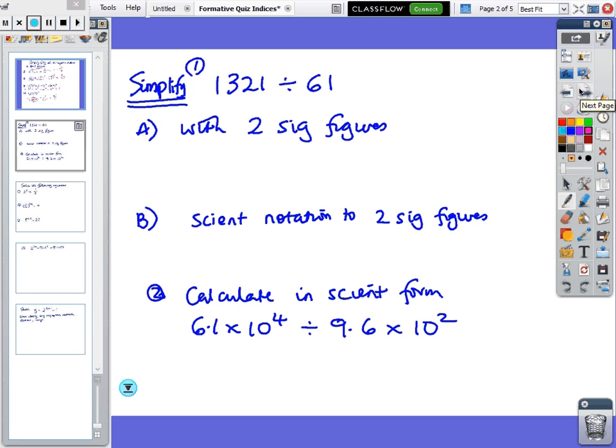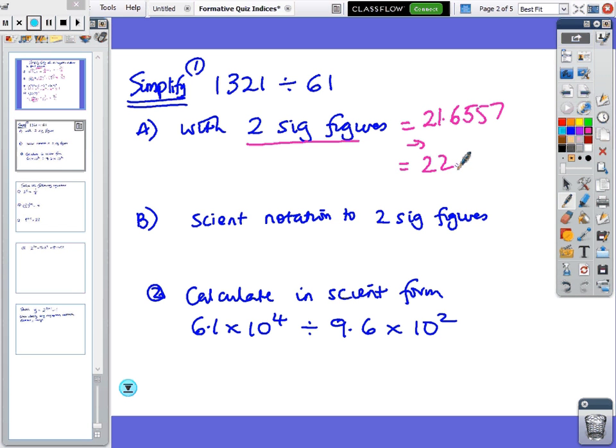Okay, so simplify significant figures in scientific notation. So can you please have a go at that? Pause the tape, and when you're ready, come back live. Okay, so we're back. So let's do my calculator. 1321 divided by 61. So the answer is 21.6557, and so I've got significant figures, so I start from this side, so the answer will just be 22.